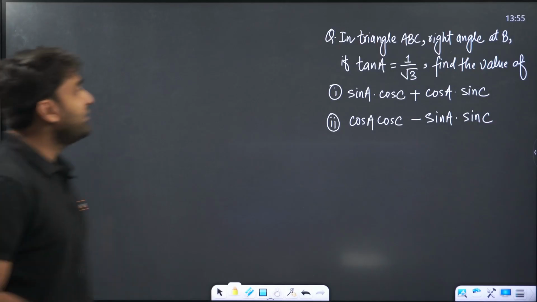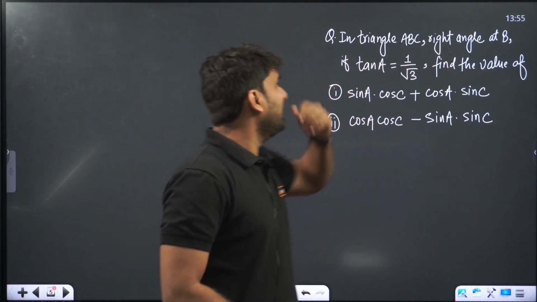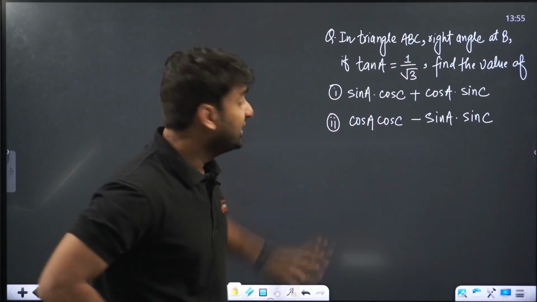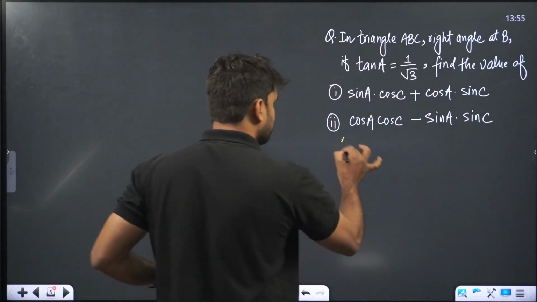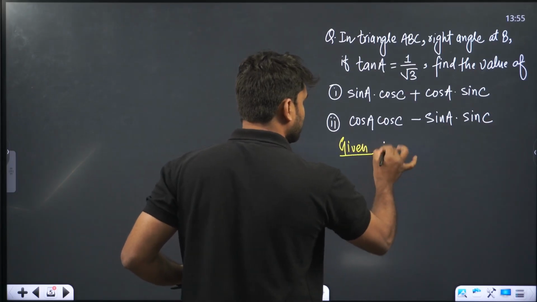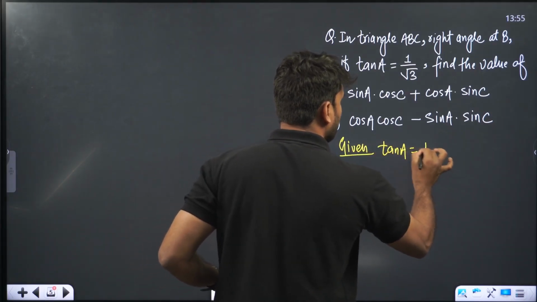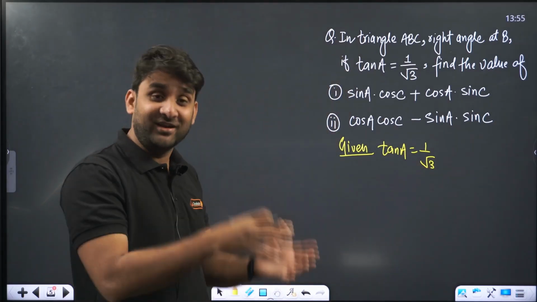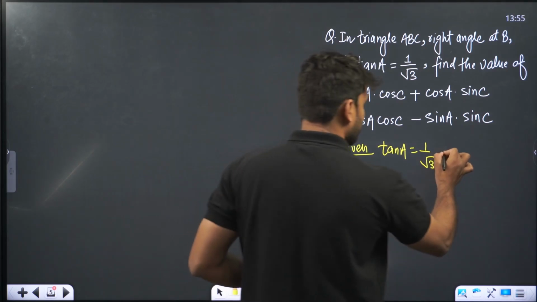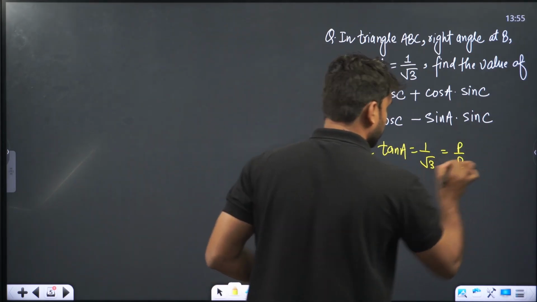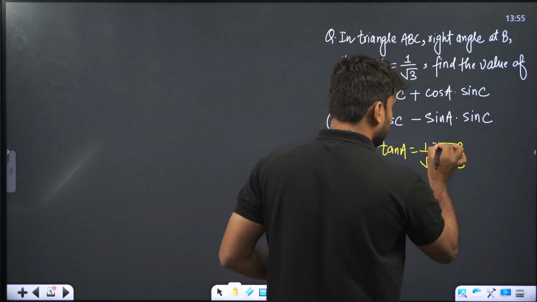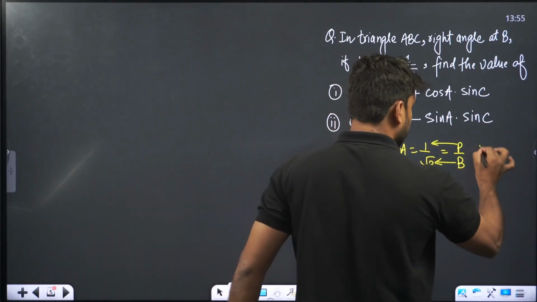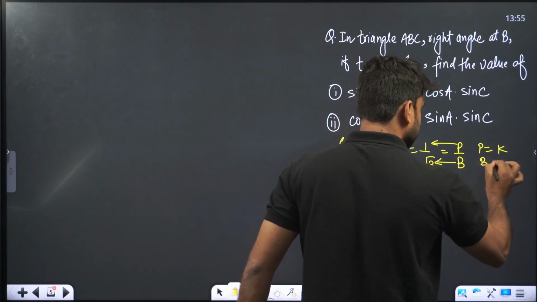One more question. In triangle ABC, right angle at B, if tan A is equal to 1 by root 3, find the value of all these. Similar question. If tan A is given to you, what is given here, guys? Given information, tan A is equal to 1 by root 3, champions, and we know in trigonometric ratios tan is equal to perpendicular by base. So if we compare, perpendicular will be 1 and base will be root 3, but it is given in ratio, so we can write perpendicular as 1k and base as root 3k.